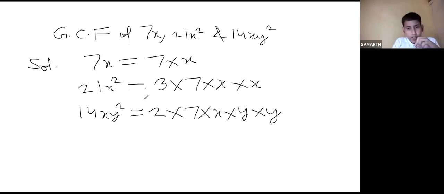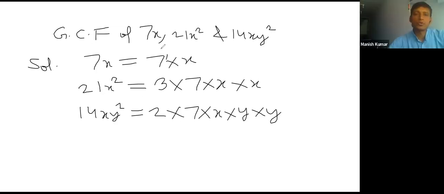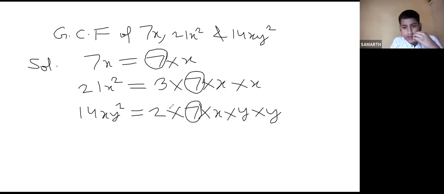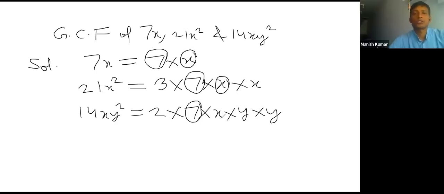So now we'll circle the common. First 7. So we will encircle 7 in all, isn't it? 7, 7, yes, 7. Anything else is common? x. x is also common in all 3, isn't it? So x, x, and x. Then.